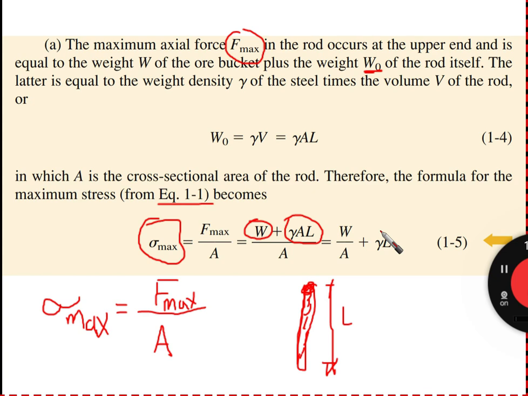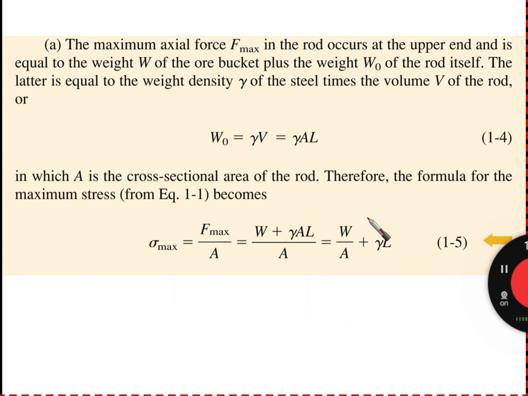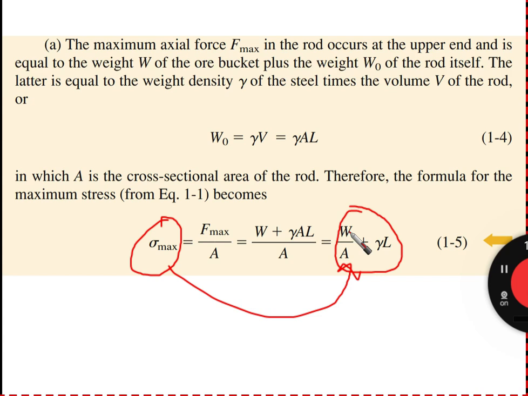Well, it's clear everything. Now, this formula tells us something: the weight of the bucket, the area of the rod, the length of the rod, and the density of the rod are different factors contributing to the normal stress of this member.